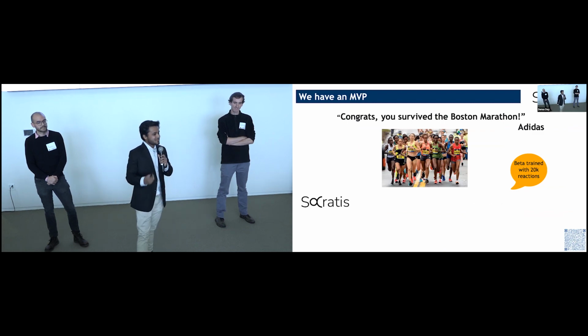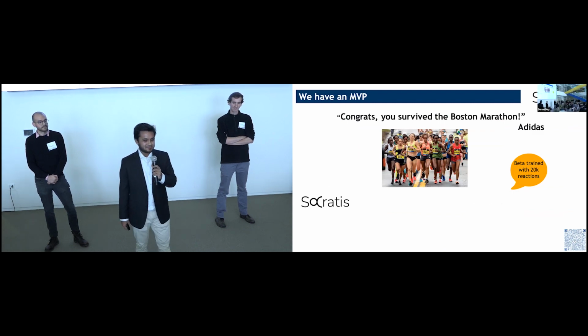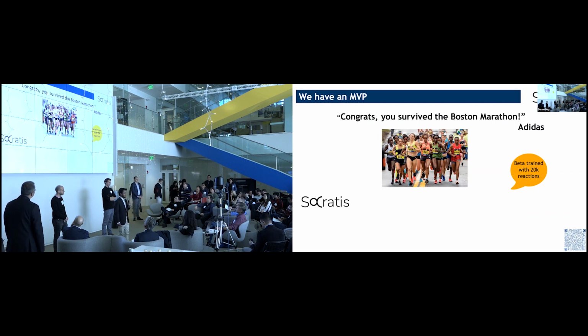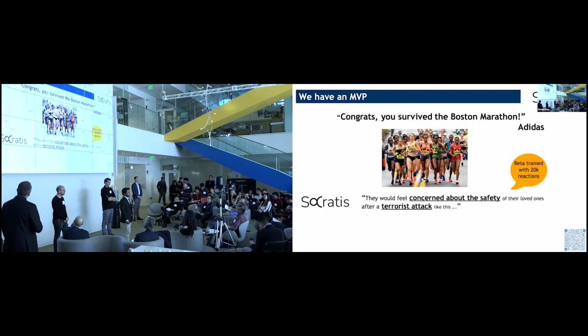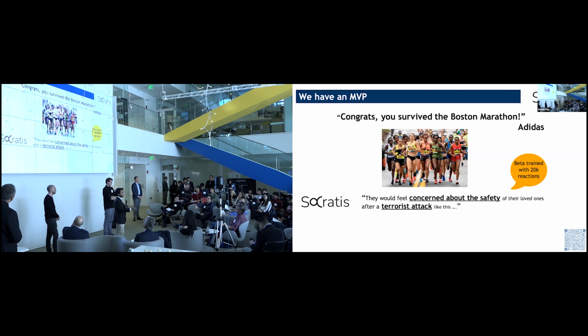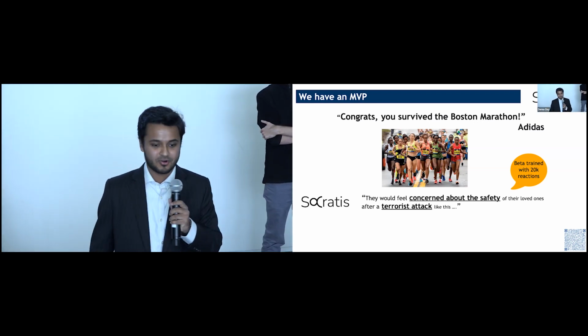So remember the problem I showed you at the beginning? We built a beta model that was trained on 20,000 reactions online. So we collected data for 20,000 reactions to content, and we trained this AI, and we tried to test this example on our AI to see if it catches this error. And of course, it came up with people might be concerned, amongst other reactions. One of the reactions was concern about safety because of a terrorist attack like this that had happened before, etc.